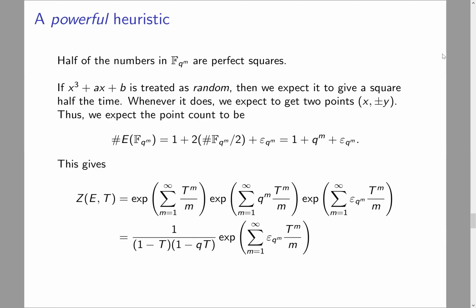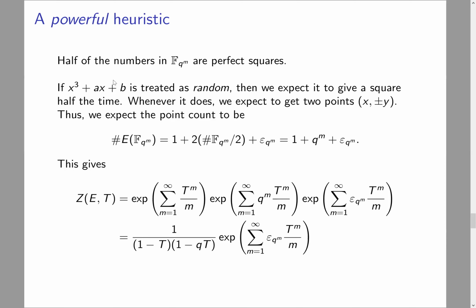So here's the heuristic argument. Roughly, half the numbers in F_q^m are perfect squares. I say roughly, it's not exactly right because this is an odd cardinality set. 0 is a square. If you take out 0 and you look at the non-zero elements, then half of them are perfect squares. So half the non-zeros are perfect squares, and then 0 is also a perfect square. So half of these plus 0.5 are perfect squares.